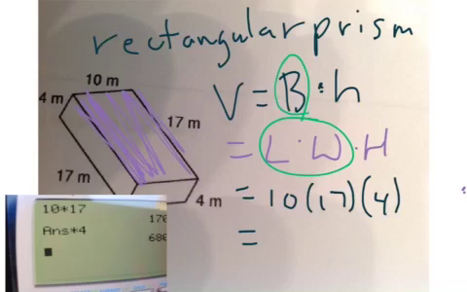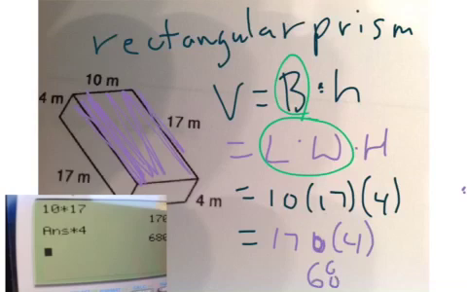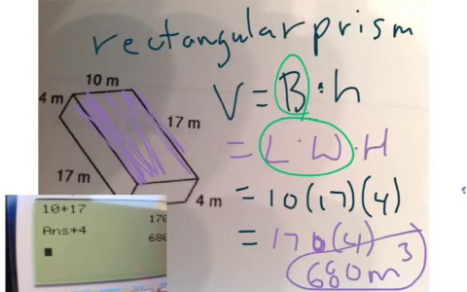So, doing my math, again, look at the bottom left corner this time. As you can see, I know that 10 times 17, big B, is 170. And when I take 170 times 4, the height of the box, I get 680 meters cubed. Again, volume is always cubic. Remember that. We're always measuring the size or volume of a shape using cubic units, little cubic units.